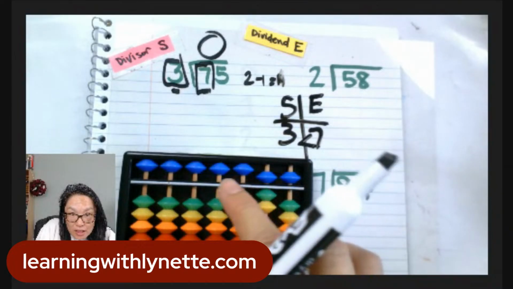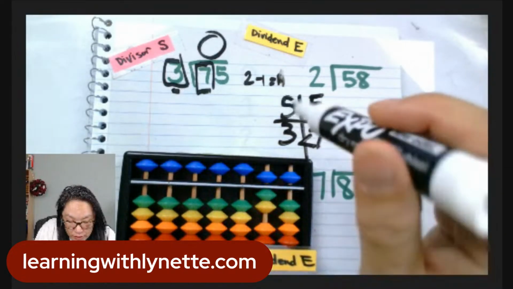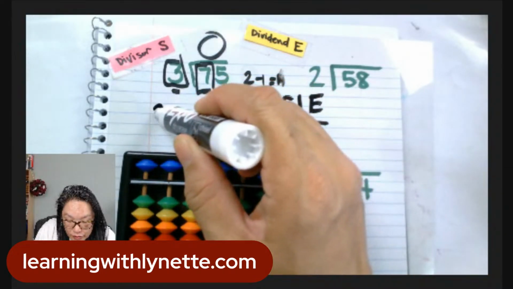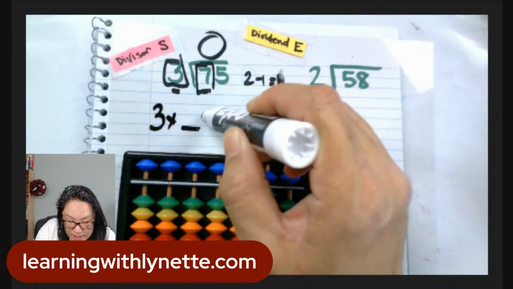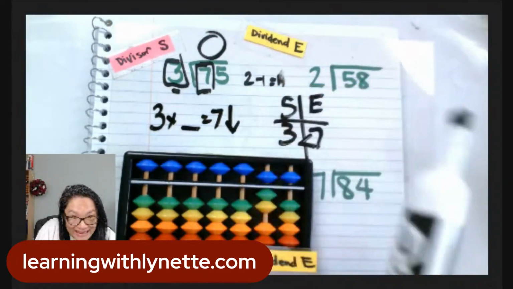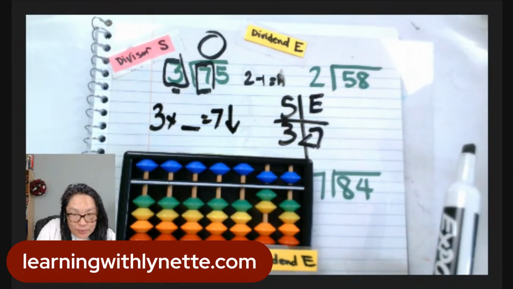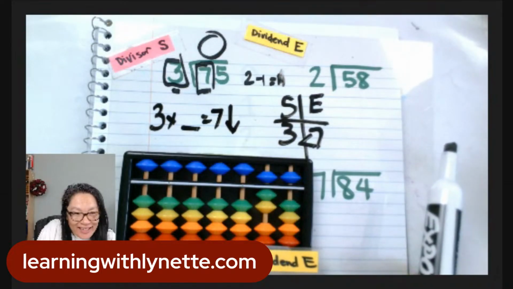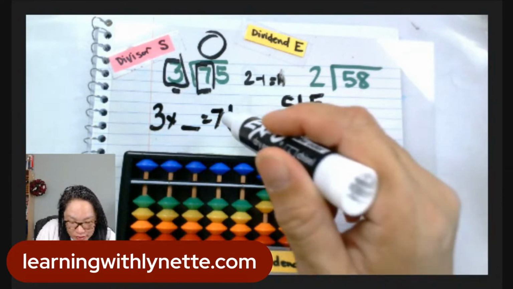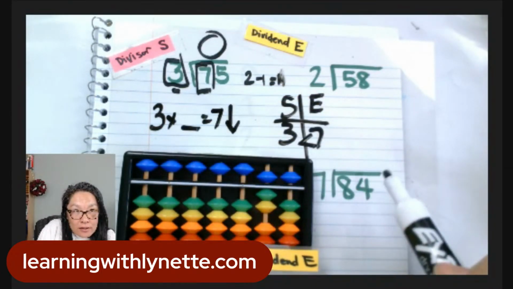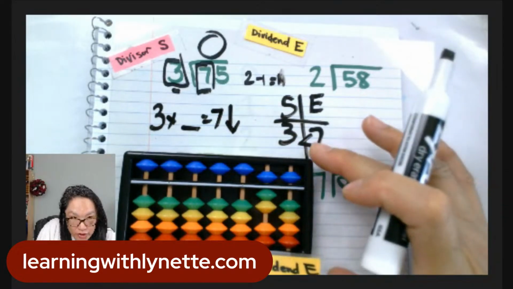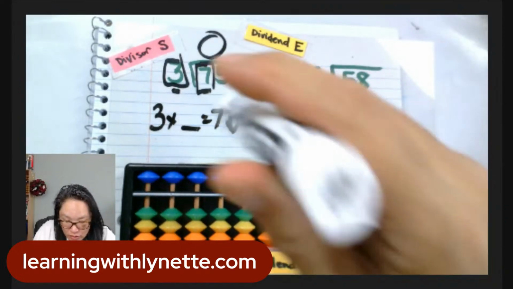So I'm going to skip this column. I'm going to go over here. So what am I going to do? I'm going to do 3 times what is equal to 7 or less. Why? Because we don't think in division. What we're going to do is find our missing multiplication fact. So just as Money mentioned, it's 2.